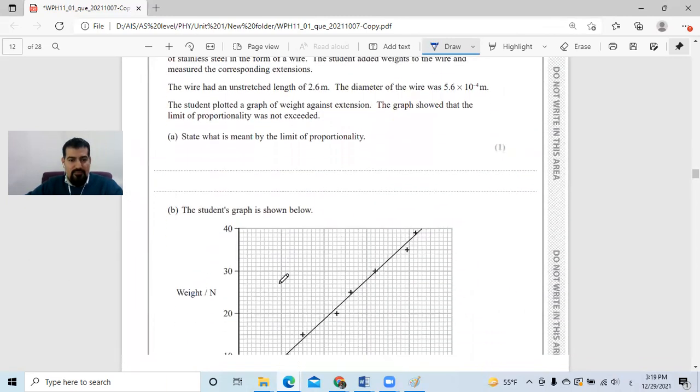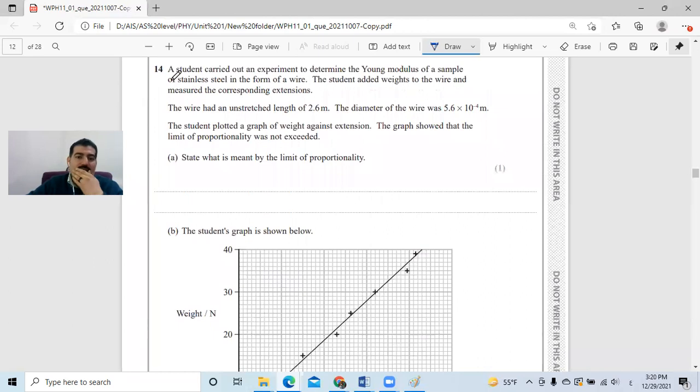Next, question 40. A student carried out an experiment to determine the Young modulus of a sample of stainless steel in the form of a wire. The student adds weight to the wire and measures the corresponding extension.